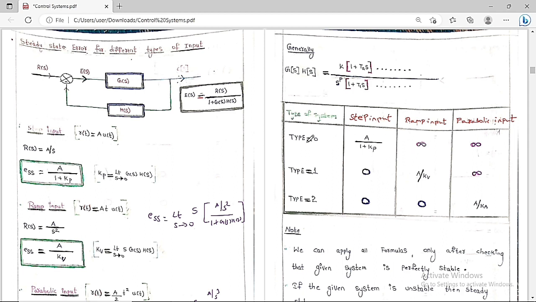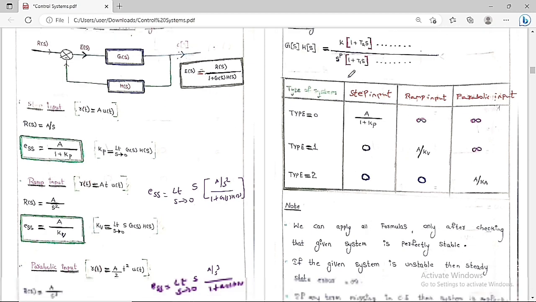I already told you what the type of a system is. The type of a system is the number of poles present at the origin in the open loop transfer function. So this P is called the type of the system. If P is equal to 0, we say it's a type 0 system. If P is equal to 1, it's a type 1 system. If P is equal to 2, it is a type 2 system. If P is equal to n, it is a type n system.